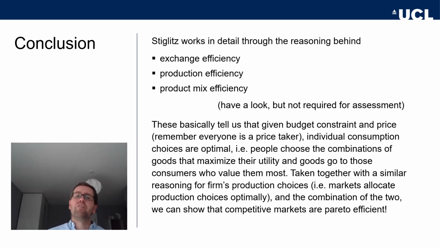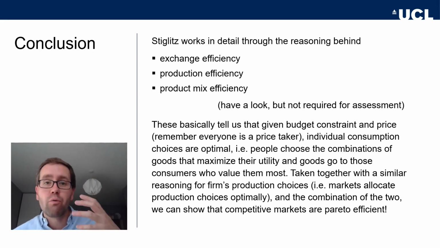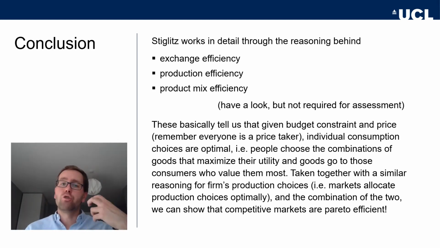But basically, these tell us that for a given budget constraint and price, remember everyone is a price taker, no individual is able to influence the price of coffee. So just because I buy a lot of coffee doesn't mean that the price of coffee rises or falls. So for a given budget constraint and everyone being a price taker, individual consumption choices are going to be optimal. So people choose the combination of goods and services and leisure and work that maximize their utility. And the goods go to those consumers who value them most. Thinking about the treats example before, those who really want the Snickers do get the Snickers.